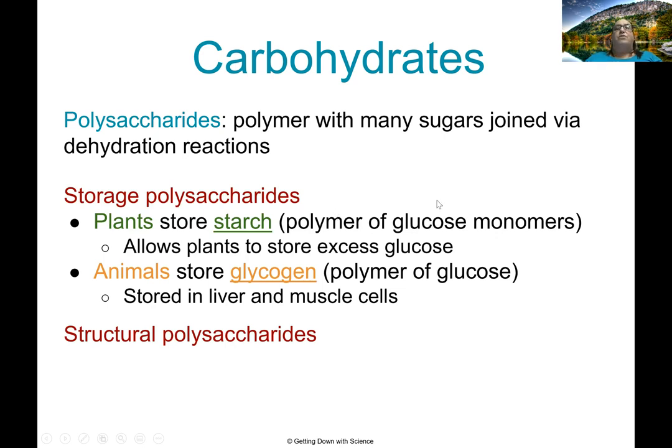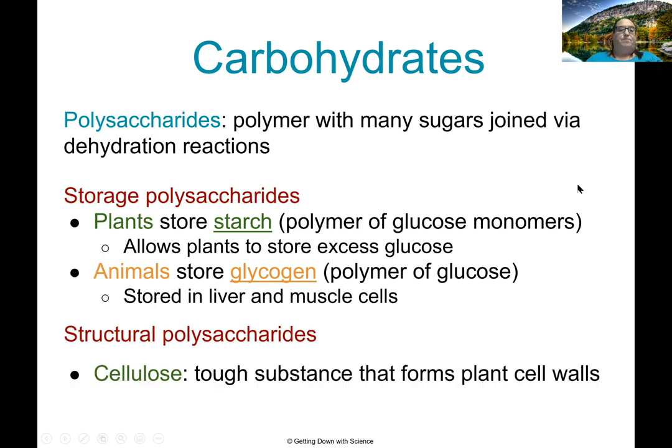And then there are also some larger polysaccharides that provide structural aspects. So cellulose is the tough substance that forms plant cell walls. Remember, plants have cell walls. We do not have cell walls. Okay? We cannot break down cellulose. There are some animals that can. Think about cows and such, and they typically have specific systems within their digestive system that are designed to help break down that cellulose.